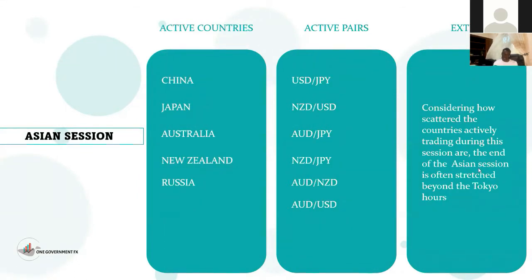Considering how scattered the countries actively trading are during these sessions, the end of the Asian session is often stretched beyond the Tokyo hours. What this means is that because of the difference in time between these countries and the active countries, the Tokyo session is often extended a little beyond the time we had in the previous slide. If you check the previous slide, you see the Tokyo session ends around, I don't remember the time, but there's a little extension. So it doesn't exactly stop at the time shown in the previous slide. You may have 1 or 2 hours extra added to the activity.